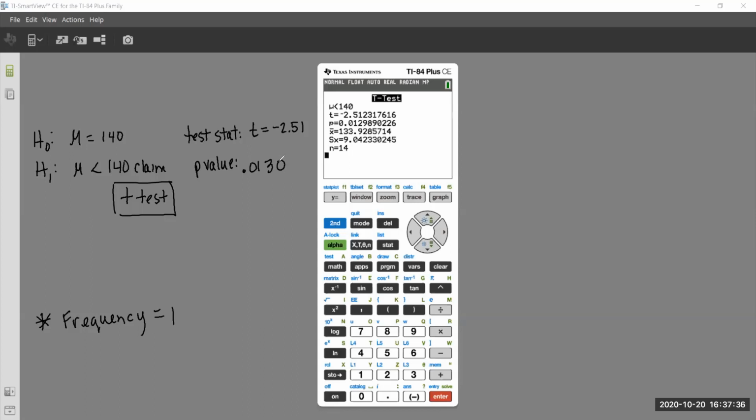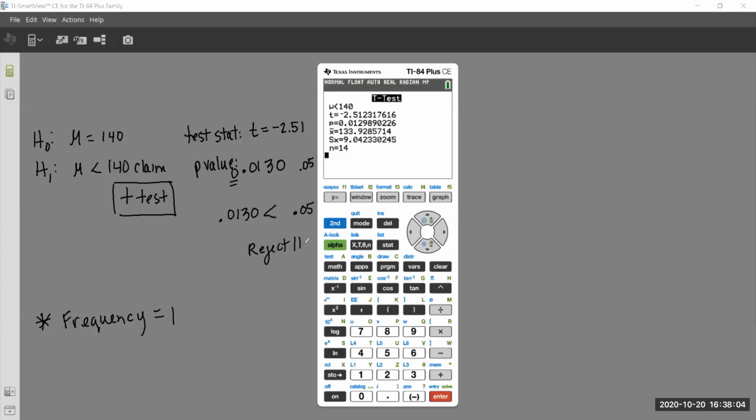0.0130. Okay. If you want to put the 0 in front, that's fine. Remember, we talked about medical field. You want that for sure. Math-wise, for me, it doesn't matter. Now, our alpha, our level of significance is 0.05. So we have this 0.0130 and this 0.05. So this is definitely less. So we're going to reject.